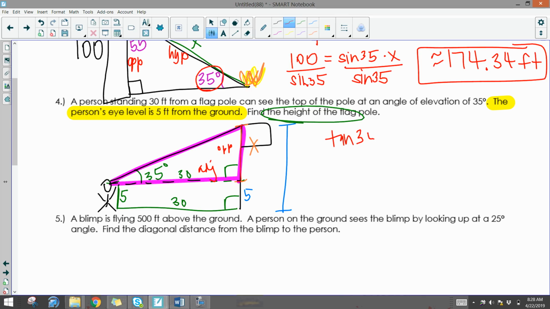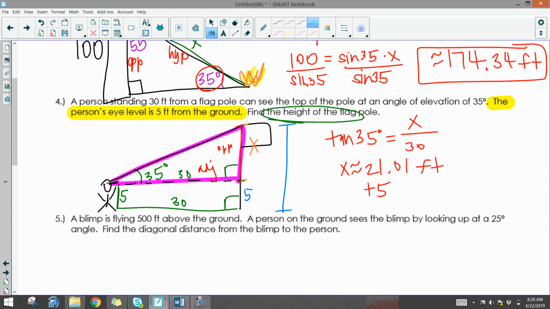So the tangent of 35 equals opposite over adjacent. When we cross multiply, we'll just have one multiplication to do. So tangent of 35 degrees times 30 tells me that x is approximately 21.01 feet. But then remember, we need to add 5 to it because we're looking for the entire distance.